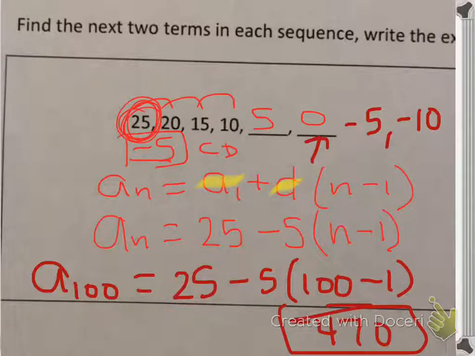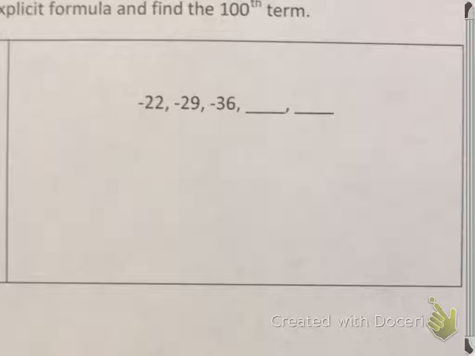So if you're wondering, was I right? Well, kind of check it out. See if it makes sense. And it does make sense that you're going negative in that direction. All right, one more example where we're doing the same thing here. We're going to find the next 2 terms. Then we're going to write our explicit formula for that.